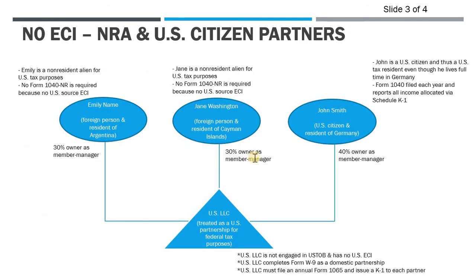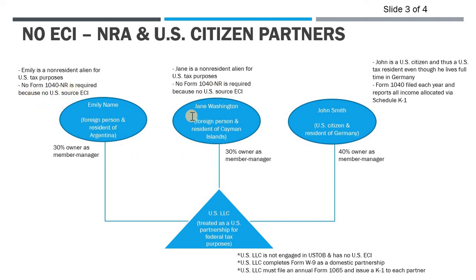So if we look at the first structure here, this is the one that we've got in front of us with the 1065 and the K1s. We've got our three partners here, right? So the US LLC, again, is treated as a US partnership, not engaged in US trade or business, no US source ECI, but it still needs to file a 1065. So it gives a K1 to Emily, a K1 to Jane, and a K1 to John. Now Emily, she's a non-resident for U.S. tax purposes. Because her K1 shows that the US LLC is not engaged in trade or business and does not have US source ECI, Emily is not subject to tax on the income being allocated to her. So she does not need to file a 1040-NR.